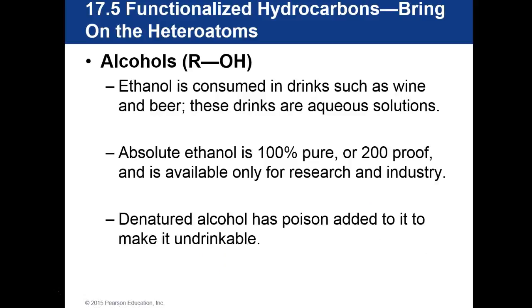We also have alcohols that fall in this organic chemistry classification. Ethanol is something that's consumed in drinks like wine and beer, and these drinks are aqueous solutions. Sometimes we talk about absolute ethanol. That's 100% pure or 200 proof. And it's available pretty much only for research and industry. I think I have 100% ethanol in my refrigerator on campus that we used to use for a lab. But that's considered 200 proof. So when you buy something that's 80 proof vodka, it's not 100% pure. It's actually diluted.